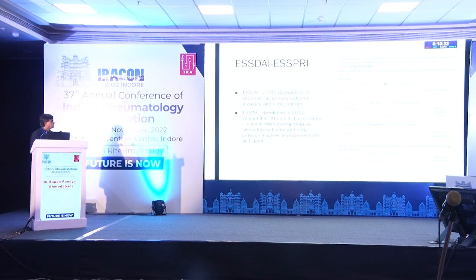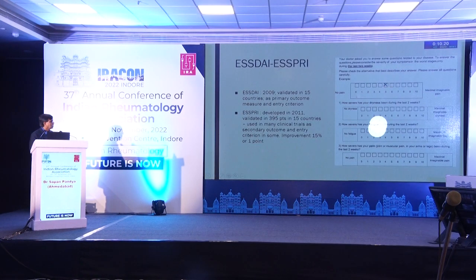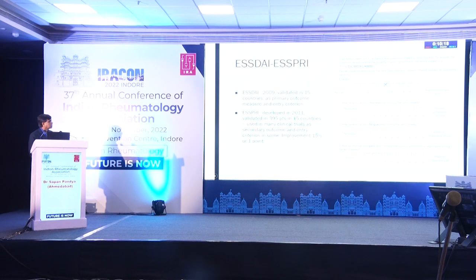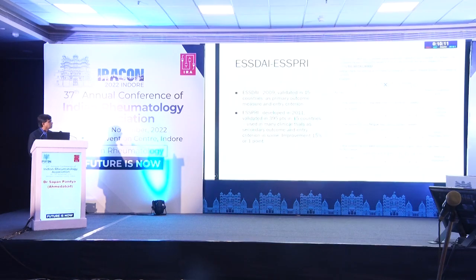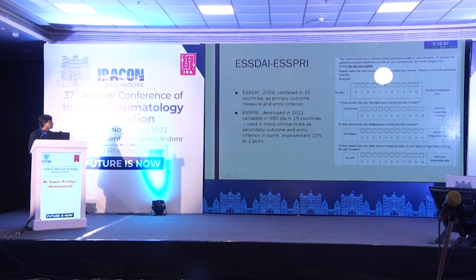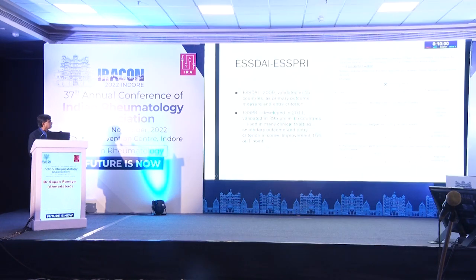And so this is the SPRI you can see here, and this is how it is measured. You mark dryness, fatigue and pain like that is shown above. That is how you mark that from no pain. And this is an easy index, you just calculate the total. It was developed in 2011 and was validated, and you need an improvement of 15% or 1 point to say that it is significant in clinical trials.